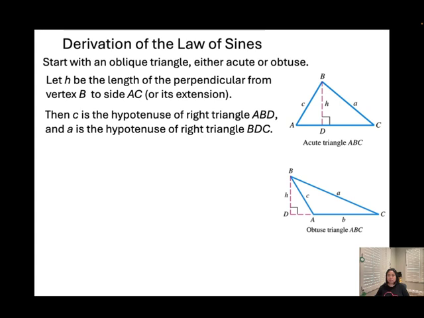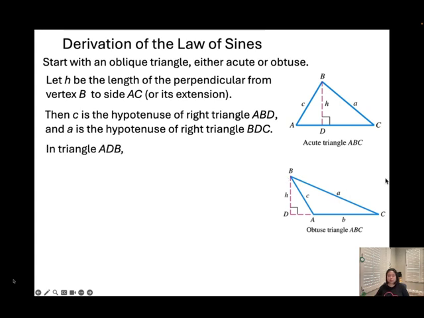Then c is the hypotenuse of the right triangle ABD. So only look at ABD. ABD is a right triangle with c as the hypotenuse. Same idea here. And then a is the hypotenuse of the right triangle BDC. So look at BDC, another right triangle with hypotenuse a. Same idea here.